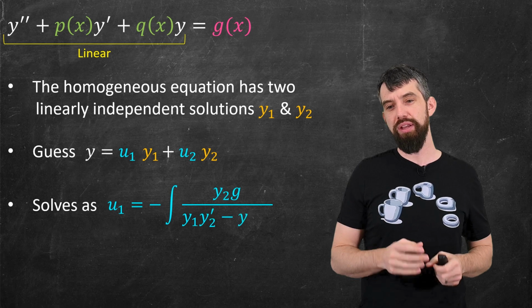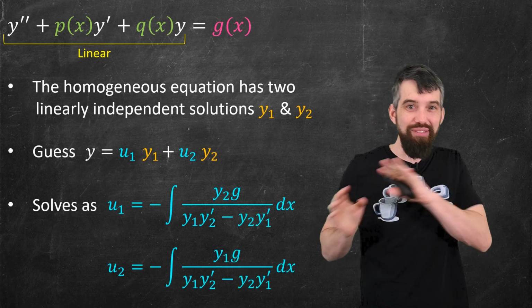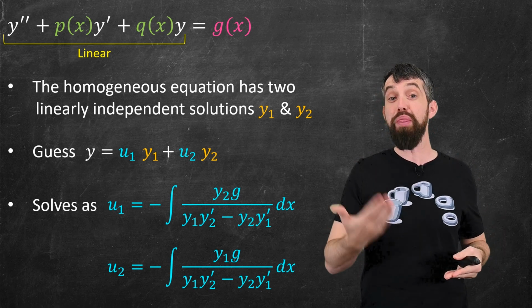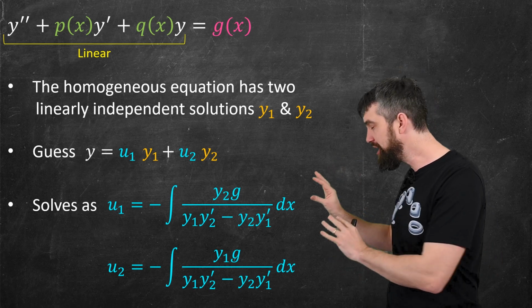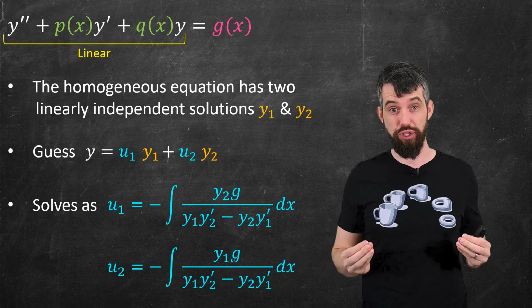Plug that all in, and you can do the same basic work that we did in the previous example. Leave it generic. Don't put sine and cosine in. Leave a generic y1 and y2. If you run through the algebra exactly as we did, it's a great exercise. I encourage you to do it. You get these formulas for the u1 and the u2. So we've solved the solution.